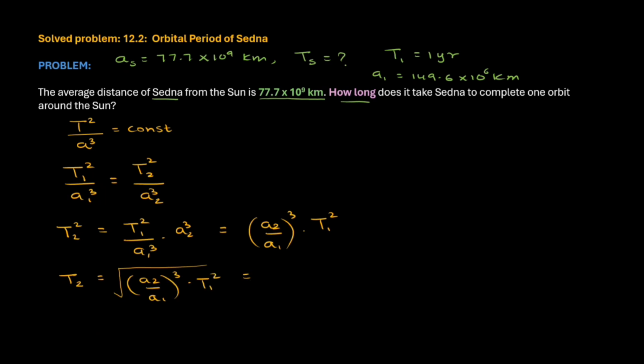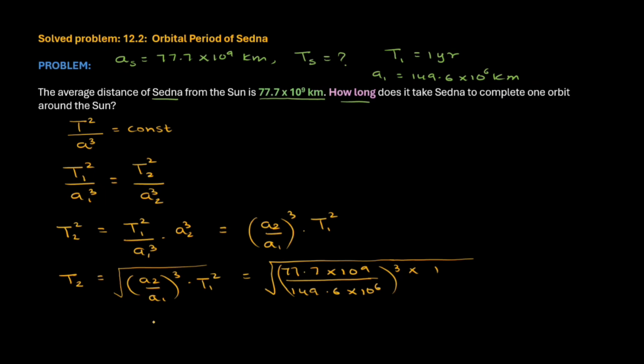Now let's substitute. We get the square root of A2, which is 77.7 times 10 to the power 9 kilometer, over A1, which is 149.6 times 10 to the power 6 kilometer. And since we are taking a ratio over here, I don't need to convert kilometer to meter because they will cancel anyway. So you can either choose to convert kilometer to meter or not. It's fine whenever you are taking a ratio of quantities with the same unit. So this whole thing raised to the power 3 times T1 squared, with T1 being 1 year.